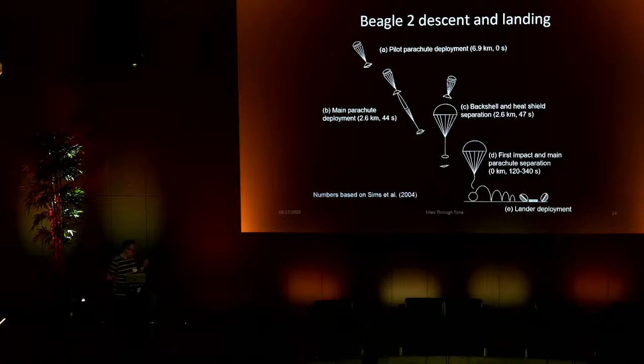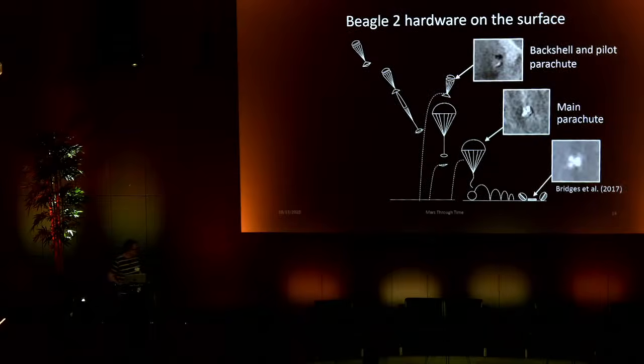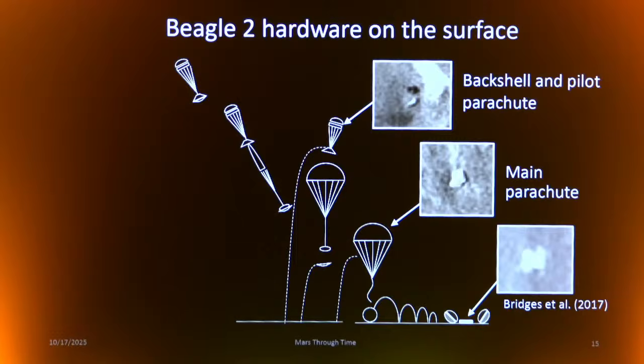We had a separate trajectory for each component of the hardware. These are the super resolution images generated of the Beagle 2 hardware on the surface. These were combined HiRISE images to create a sub-pixel resolution image of the hardware to help with identification.